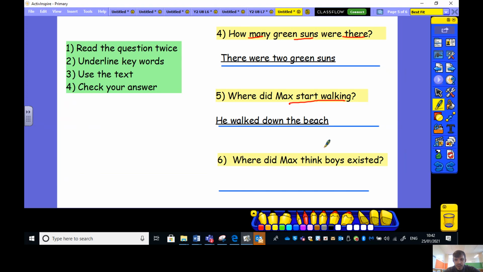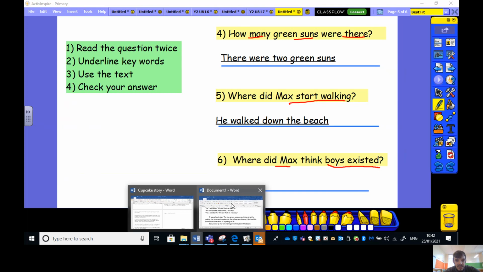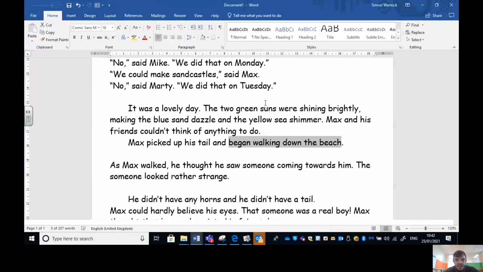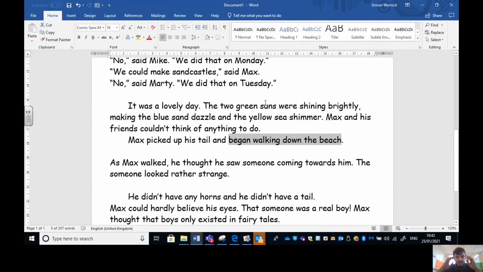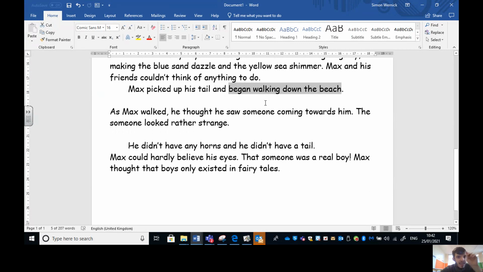Last question. Where did Max think boys existed? I can't remember. I'm going to have to go back to the text. So read my text here. And when I go back to the text, I'm thinking about that question. He didn't have any horns and he didn't have a tail. That's not about where boys exist.